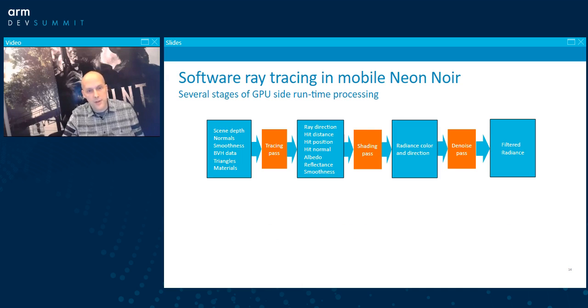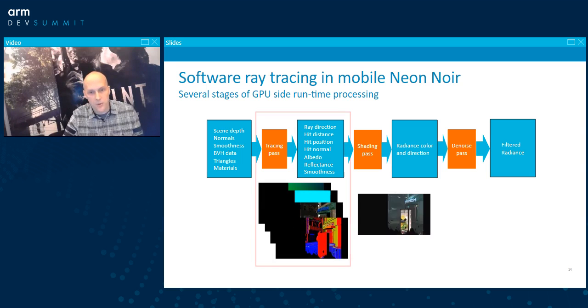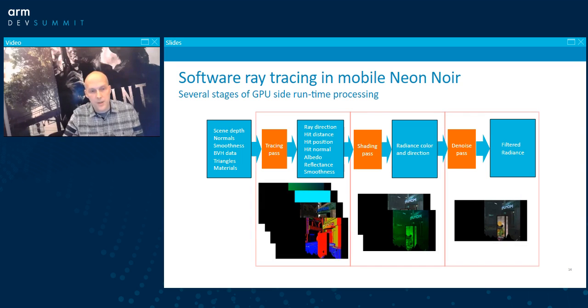So here are the 3 rendering stages we have on GPU. And also here are examples of the content in the render targets. The tracing pass takes as input gbuffer data like scene depth, normals, smoothness, BVH and triangle data, and also material information and material textures.